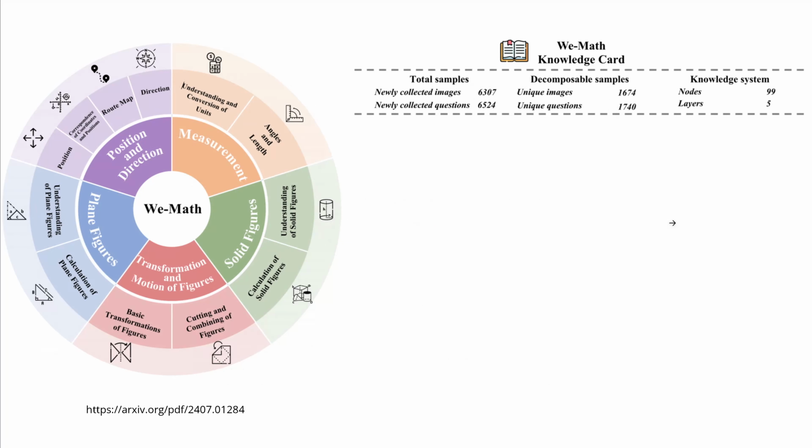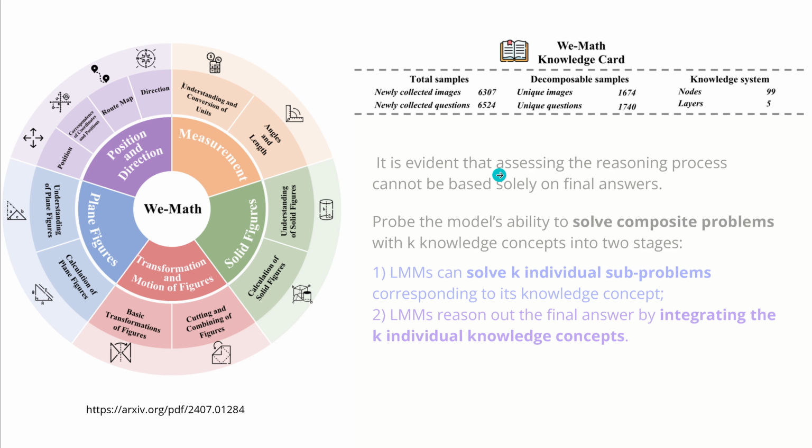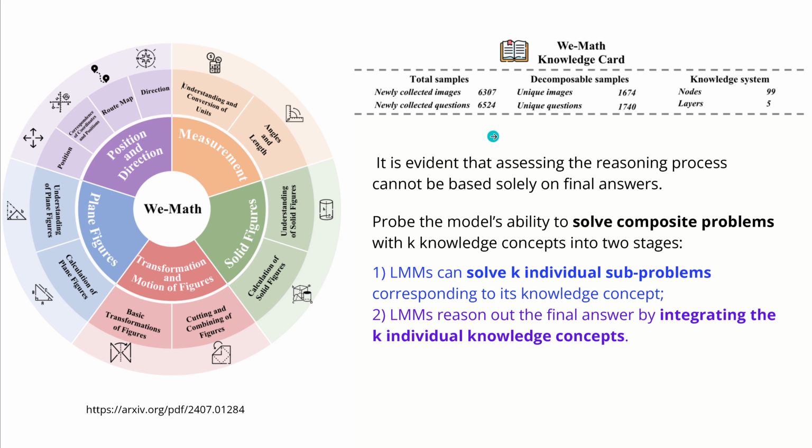Let's have a look. So what they did, they collected samples, so they collected here 6,307 images of mathematical test questions. And they now created new questions out of the 6,300 images, and they got about 6,500 questions. Remember, 6.5K questions. Great.